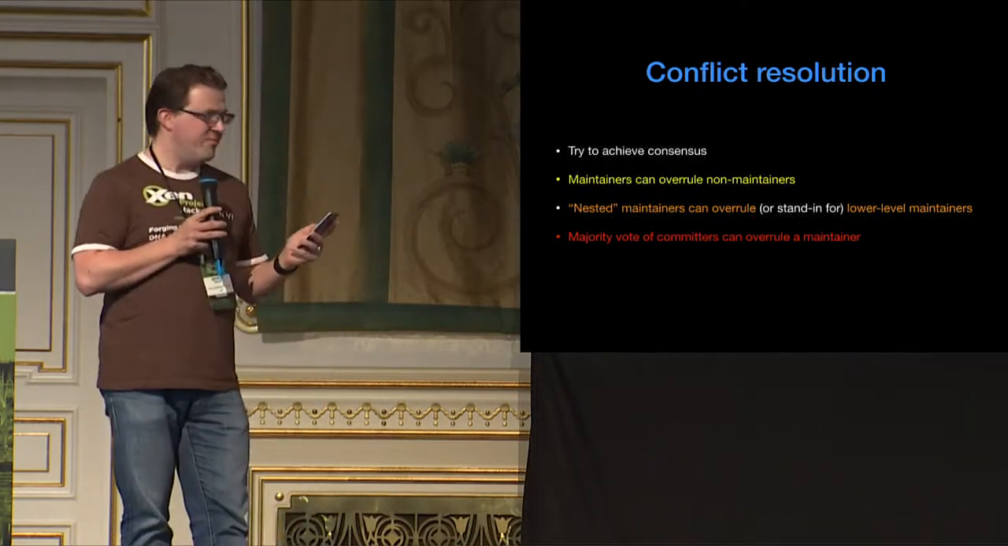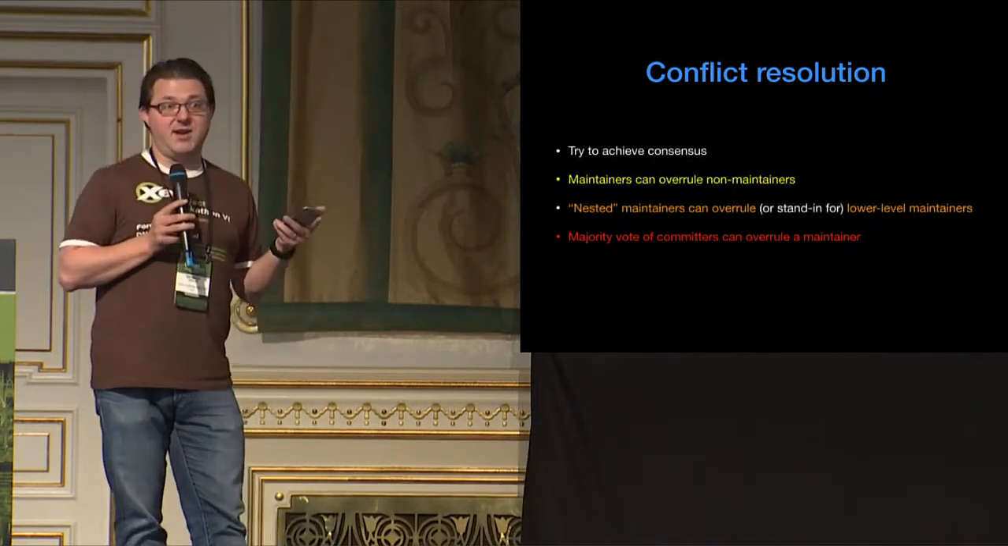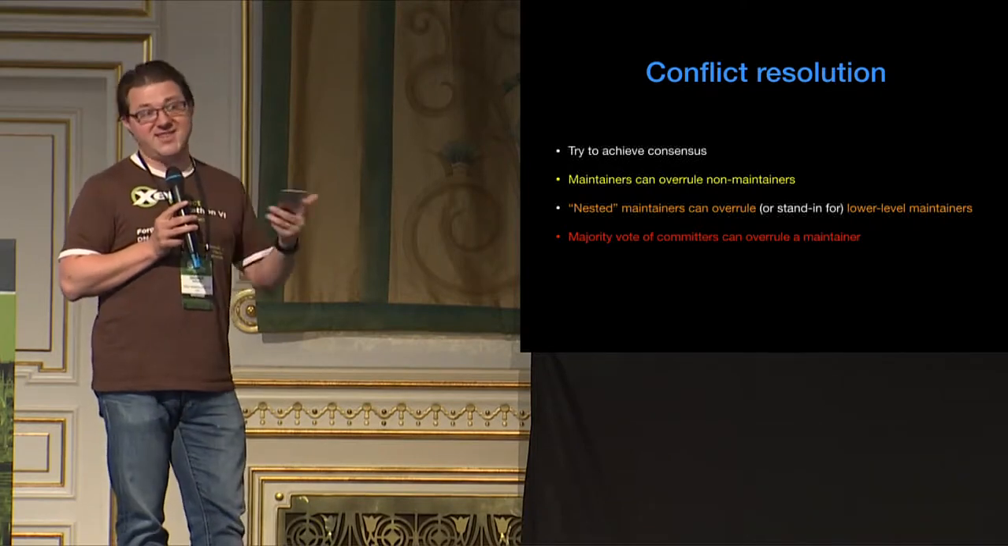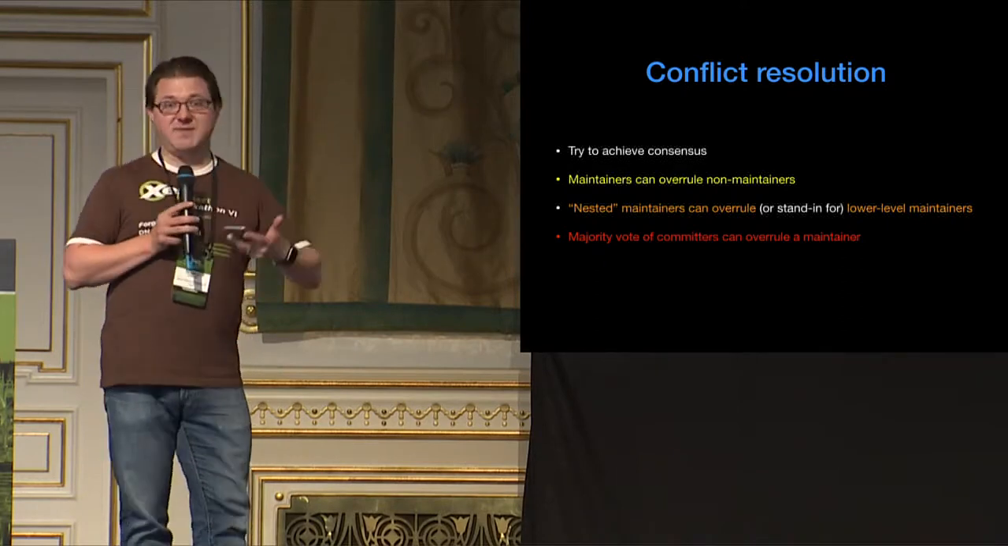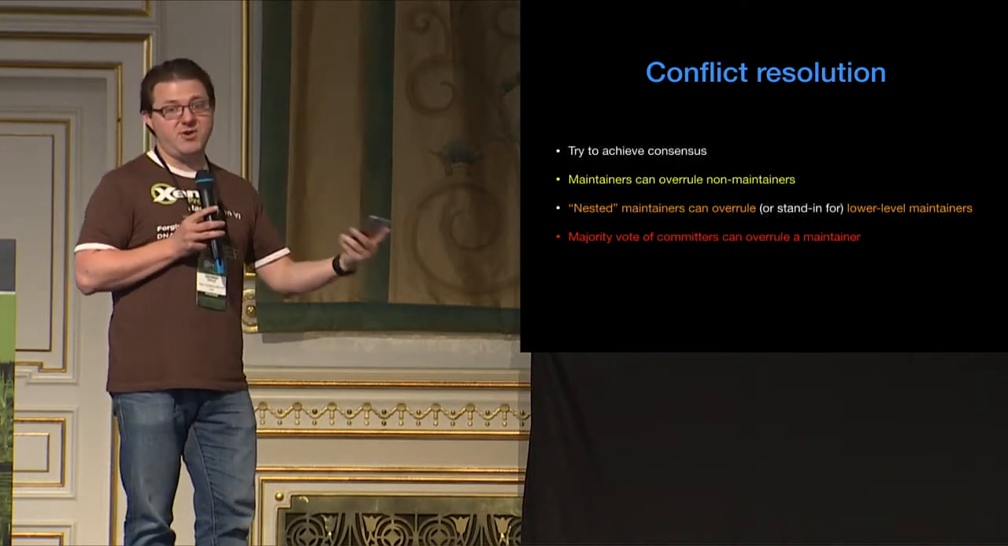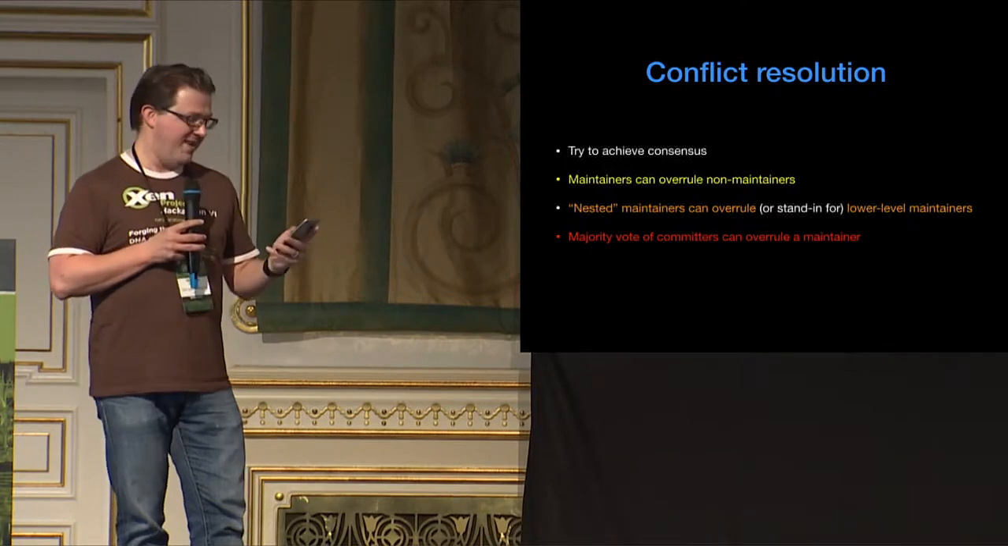But this level of escalation is there for you if you think that your patch needs to get in, and you think that someone's being unreasonable, you can ask the maintainer to overrule, or if you think the maintainer is being unreasonable, you can go to the committers and ask them to overrule it.